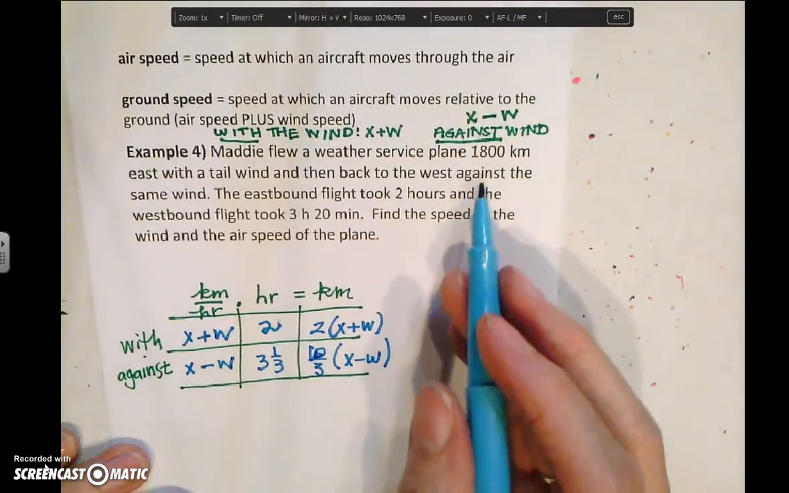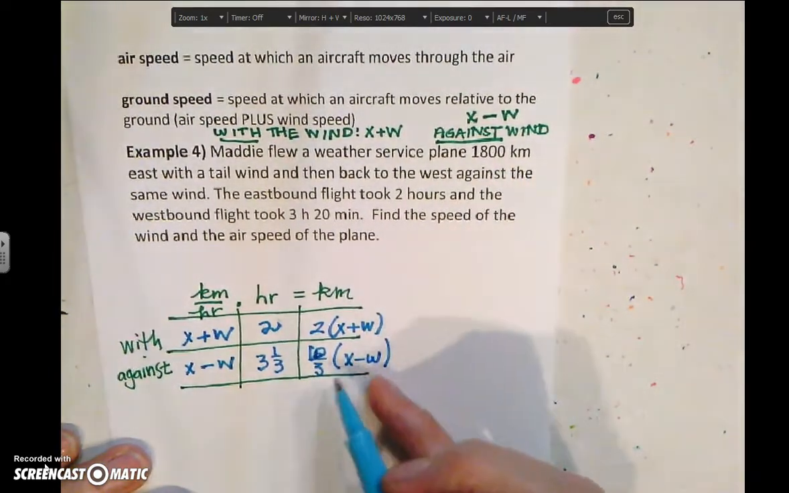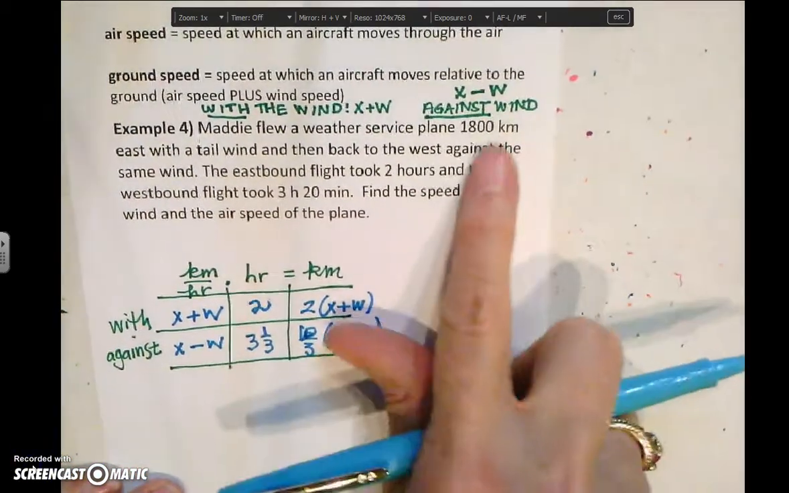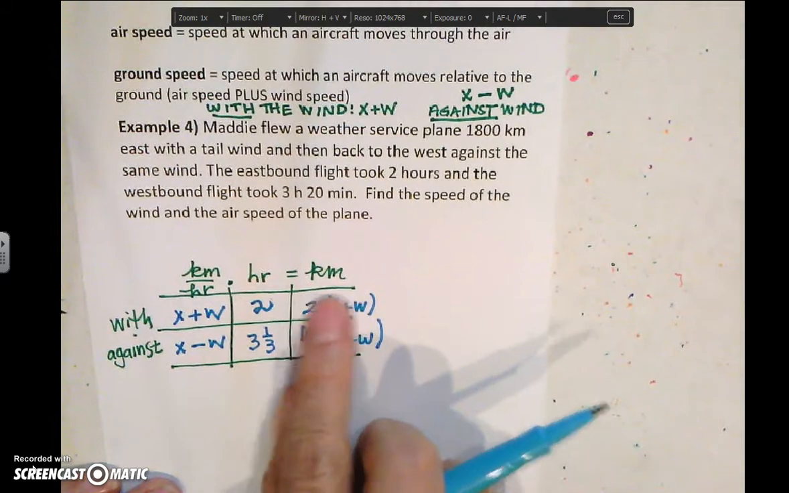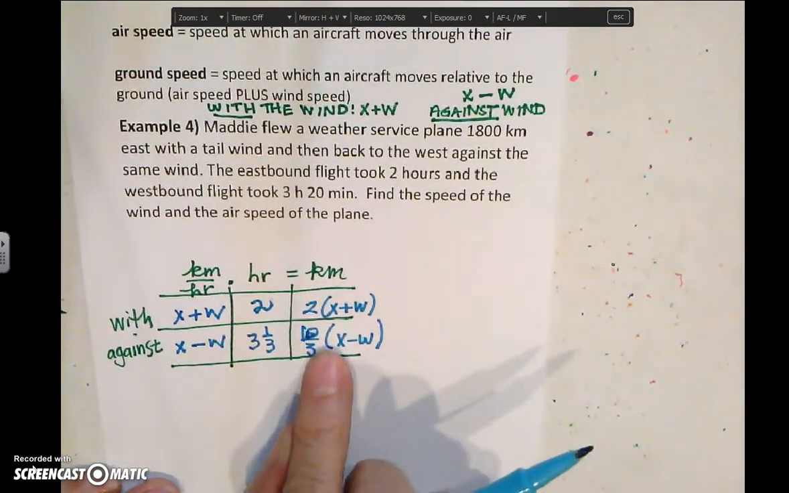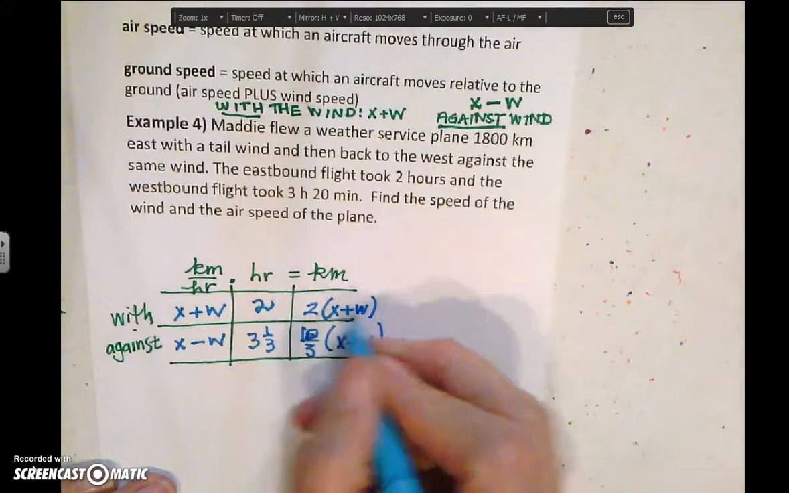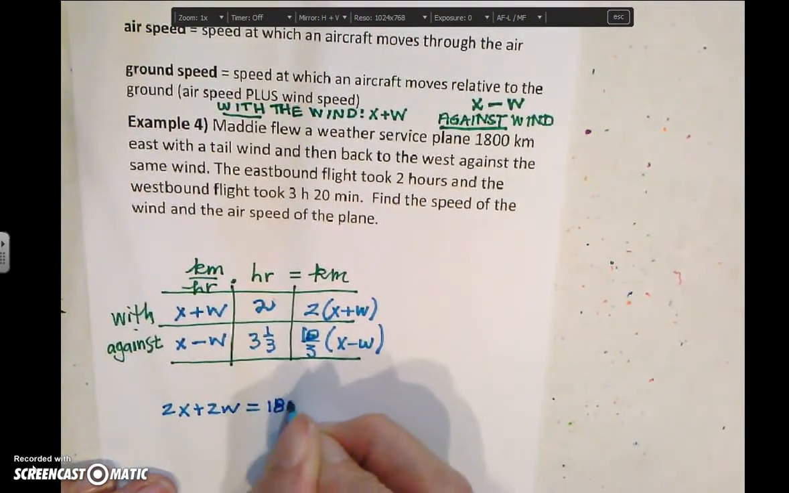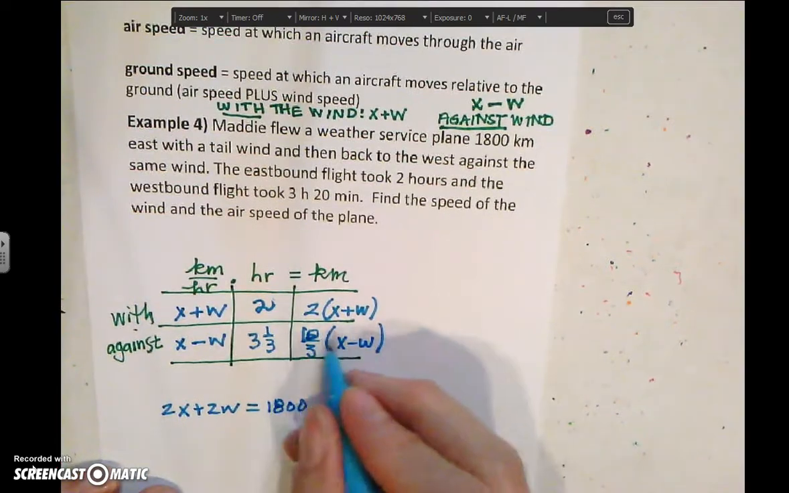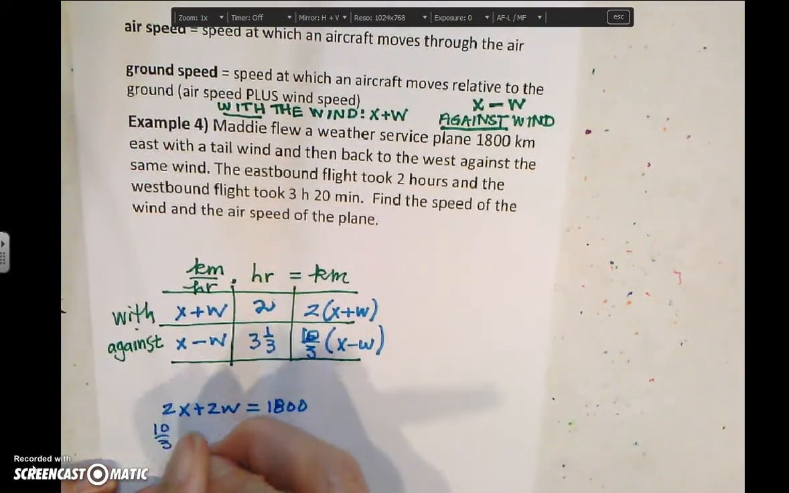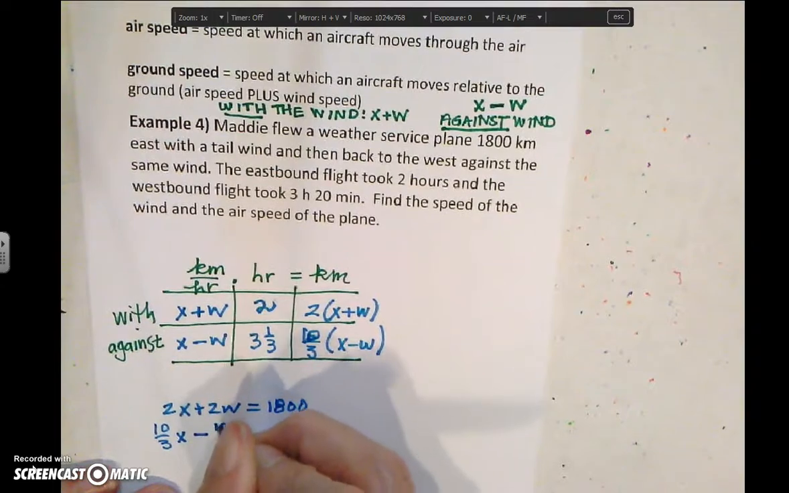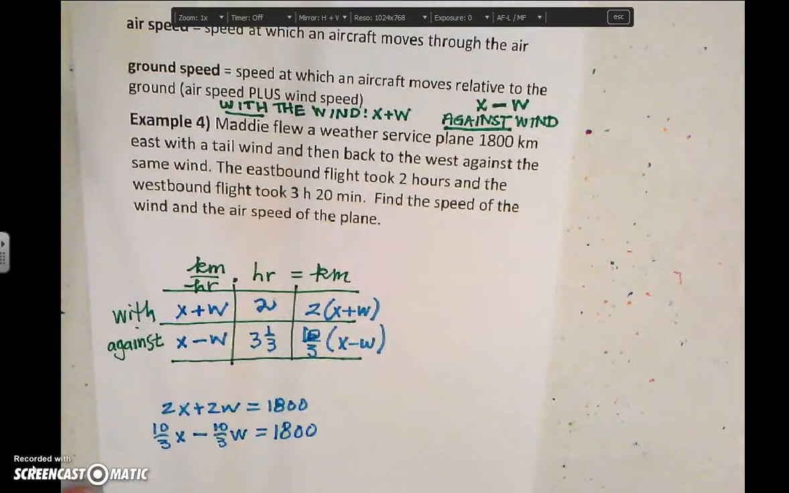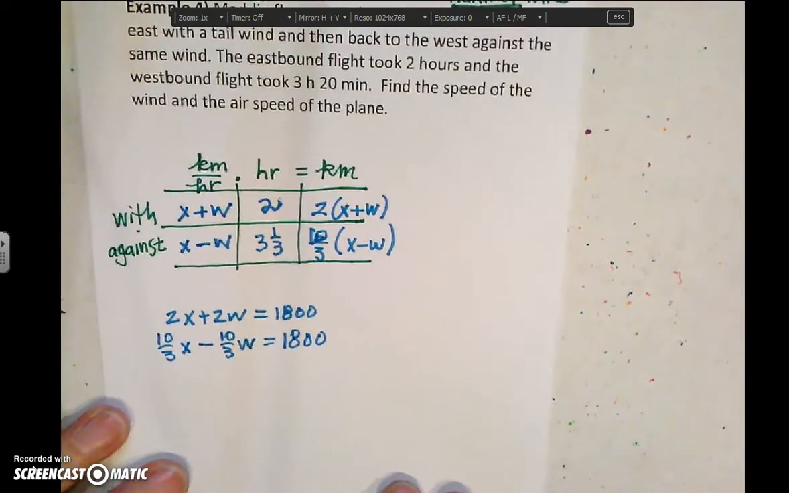All right, and she flew 1,800 kilometers both times. So the 1,800 is not going to be a total, but it's how far each one of these spots actually is. So I can say that I'm going to distribute it: 2x plus 2w is 1,800. As well as the second one, again, I'm going to distribute: 10/3 times x minus 10/3 times w is also 1,800. These really aren't bad to solve by hand, but we have a calculator.